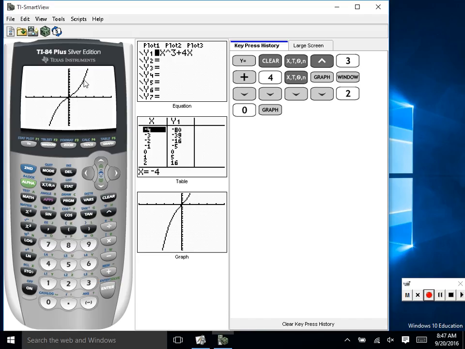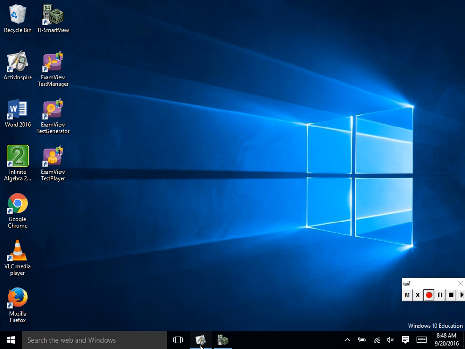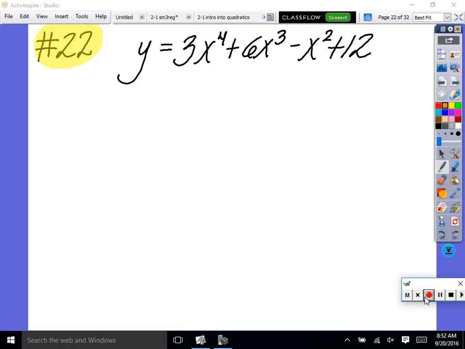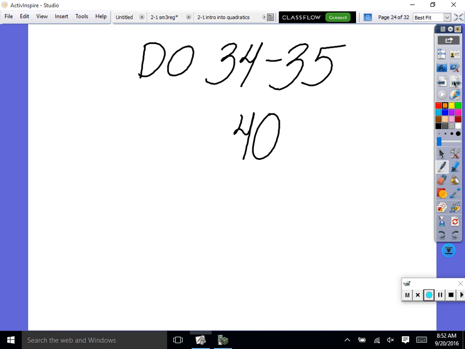It's strictly increasing. Do you see how it's strictly increasing? Just going up forever? Okay, so we would say actual number of turning points is none. So this one had no turning points. Okay, so do 32 and 33. Confident. Okay, so number 22, we don't need to do. Okay, awesome.